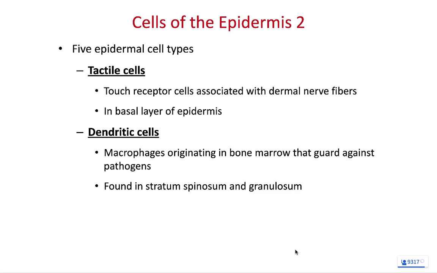We're also going to have tactile and dendritic cells. When we think of our tactile cells, these tactile cells are going to be in the stratum basale because they're metabolically active and they need to have nutrient delivery and removal. And they're typically going to be a light touch receptor. So when we think of these tactile cells, think of very gentle or light touch. They are not going to be for deep pressure sensation.